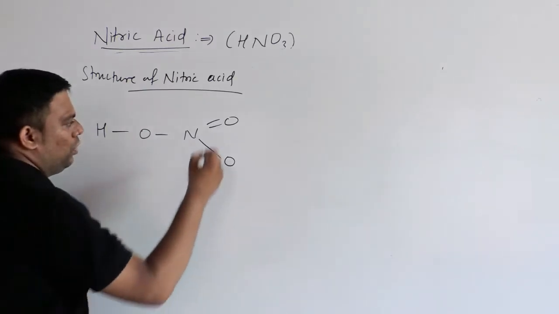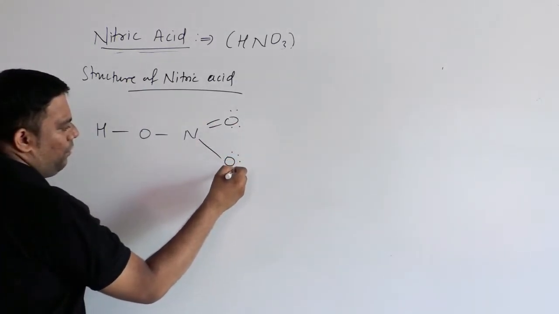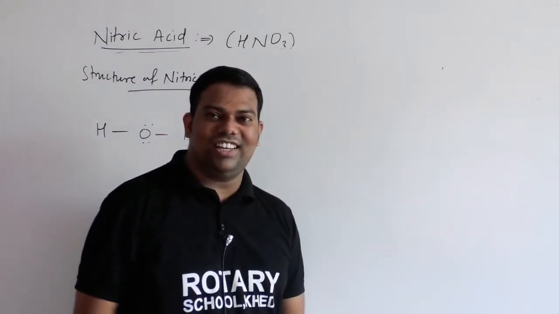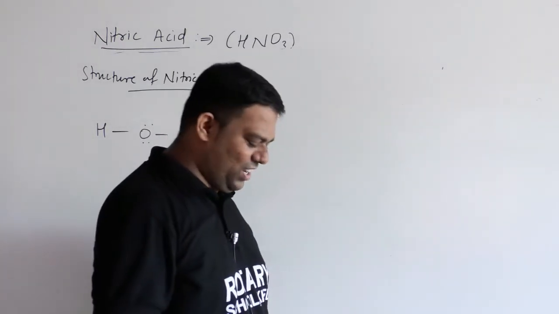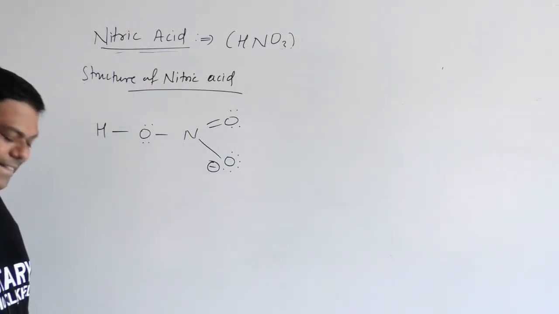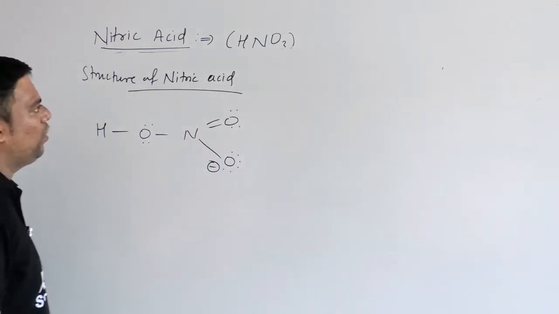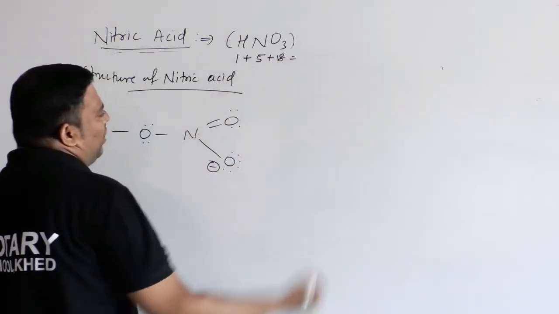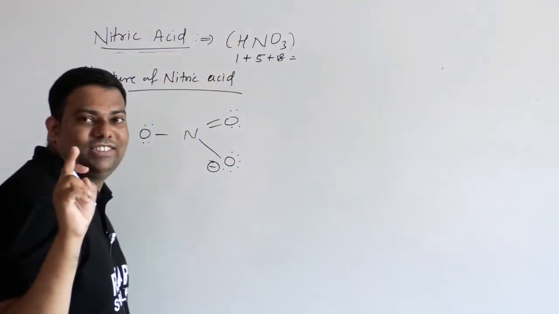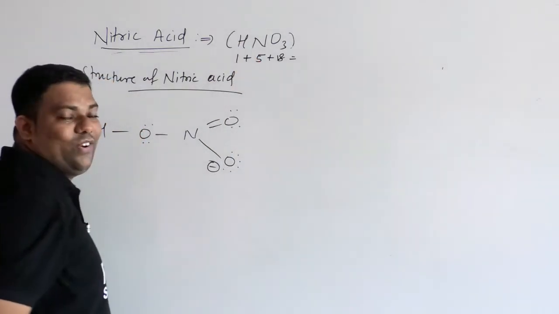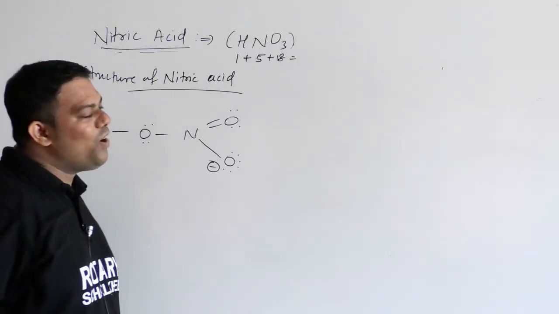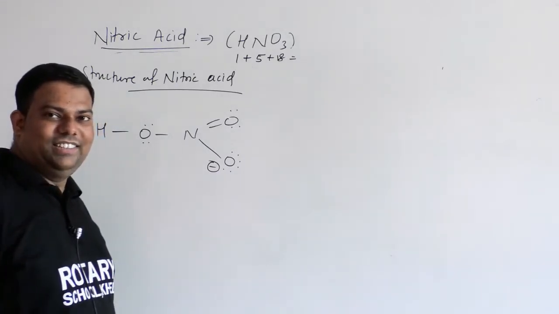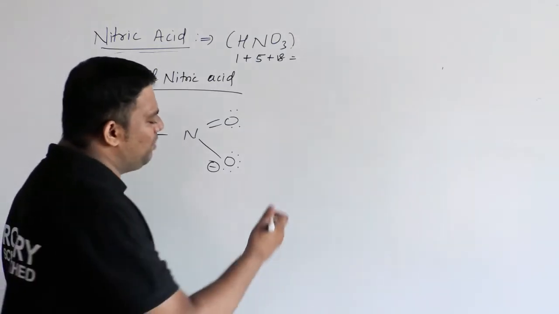Here, 1, 2, 3, 4, 5, 6, like this. Whatever I told, you can cross check with valence electrons. Valence electrons: 1 plus 5 plus 18. One valence electron for hydrogen, then nitrogen has 5, then oxygen has 6, and 3 are there, so 18. 18 plus 5 is 23, plus 1, 24 electrons.